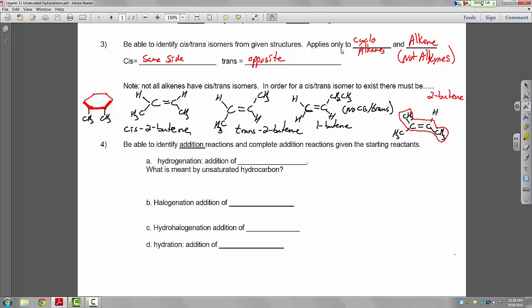Right? That's our 2-butene. We also have a methyl group on carbon 2, so this is 2-methyl-2-butene. And again, no cis-trans for either one of these. Be able to identify addition reactions and complete addition reactions given the starting reactants.